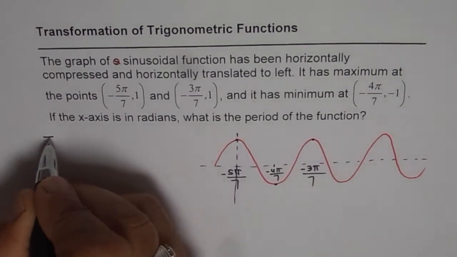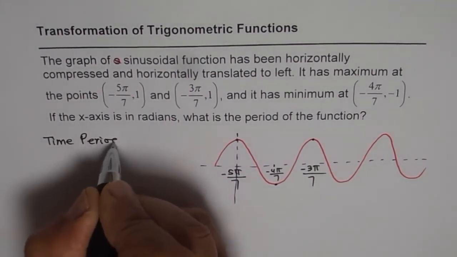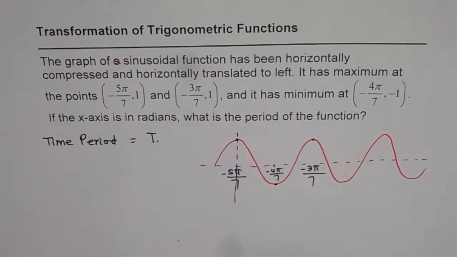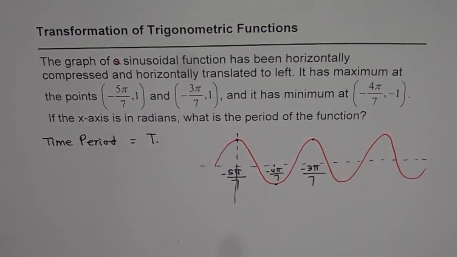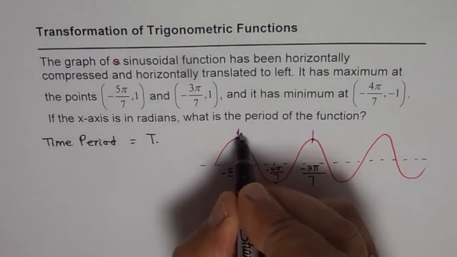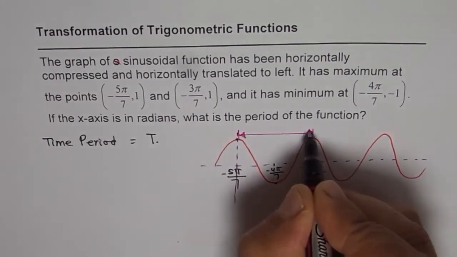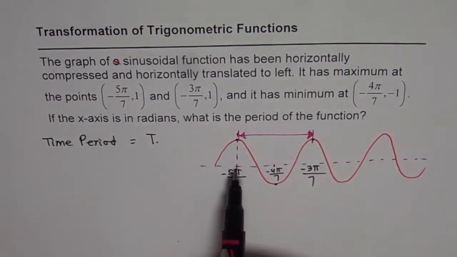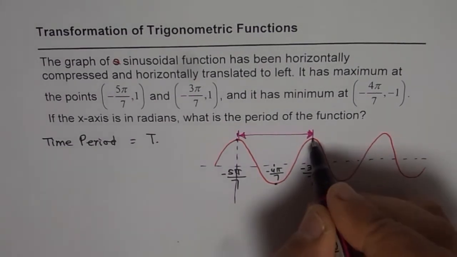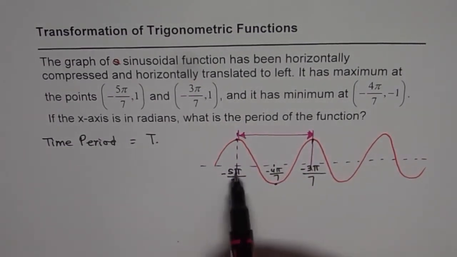So we are interested in time period, right? This is what we are interested in. Let us say it is t. Now what is time period? Time period for any sine function is the distance between two maximums. So this is the distance we want to find. Do you understand? This is the distance we need to find. So along the x value, how much is this distance? Of course, it is the difference between these two values.